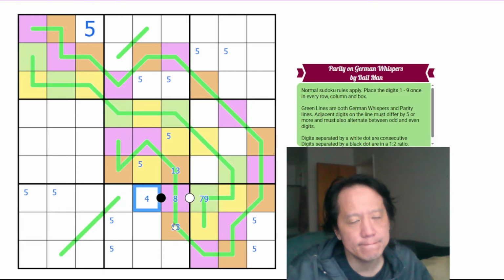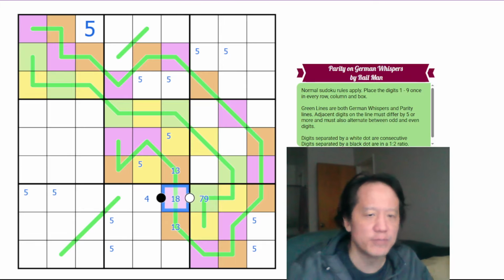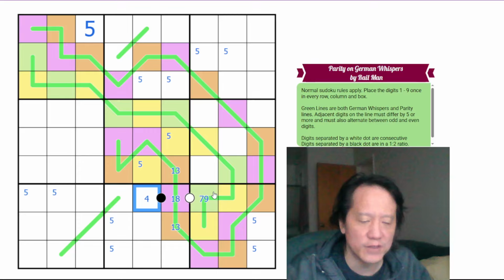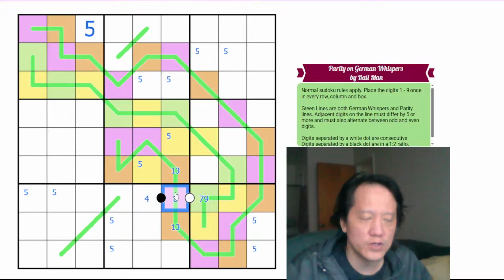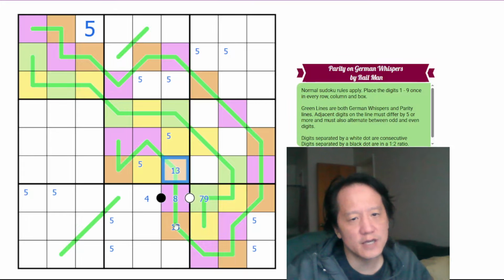Or this could be 1. But the problem is if this is 1, that would have to be 2, and this would have to be 2, because 1's only consecutive with 2, and only in a 1 to 2 ratio with 2, and therefore we'd have a repeat. So this could not be 1 here. So the other one, it cannot be 3, because 3 can only be next to 8 and 9 on a Whisper 5 line, but those are different. The 8 is the different parity, but 9 is the same parity as the 3.